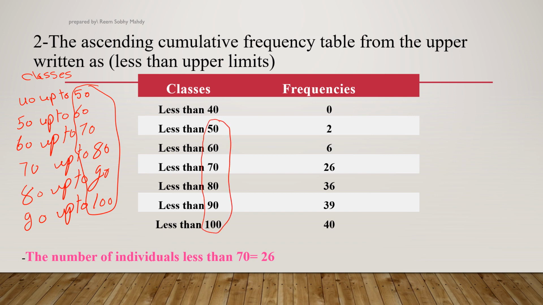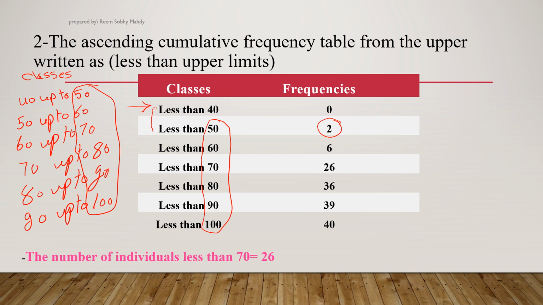But notice that we should start our ascending cumulative table with the lower limit of the first class and write less than 40. Then we add our frequencies. The frequency for the first class is always equal to 0, as there is no data less than 40. For the second class, less than 50, these are the frequencies between 40 up to 50, so this equals 2.